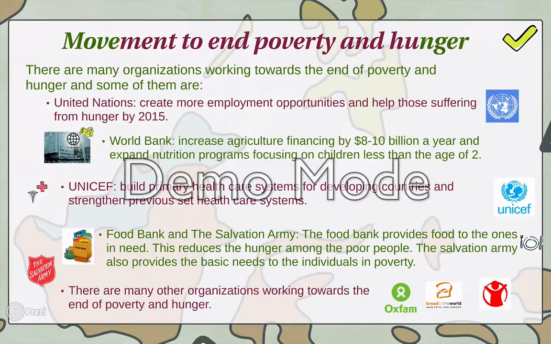Movement to end poverty and hunger. There are many organizations working towards the end of poverty and hunger, and some of them are United Nations, create more employment opportunities and help those suffering from hunger by 2015. World Bank, increase agricultural financing by $8 to $10 billion a year and expand nutrition programs focusing on children less than the age of 2. UNICEF, build primary health care systems for developing countries and strengthen previous set health care systems.